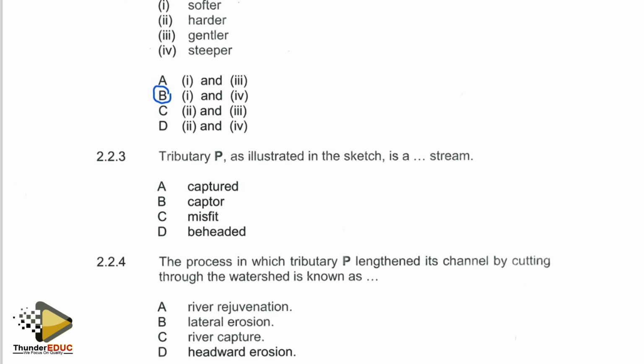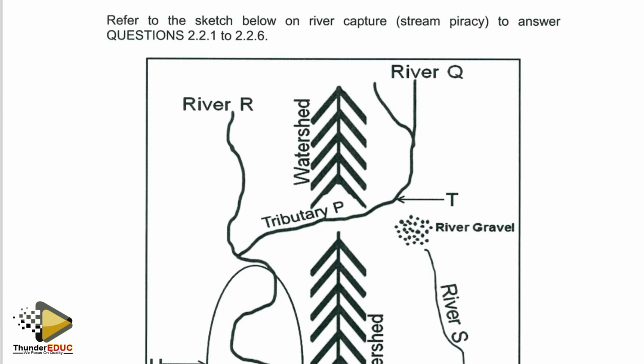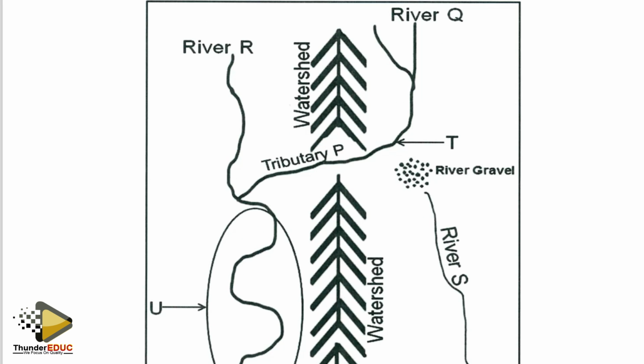Tributary P, as illustrated in the sketch, is a dash stream. Right, the labels for this water, it just labels all the aspects here: river R and river Q. Right, this tributary P is the one which intercepted the headward waters of river Q. So it means this one is the captor. The captor is the one that intercepts the water. Then this one is the captured.